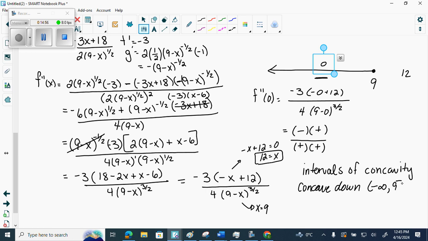Is there a point of inflection? No, why? The critical number was what? Outside the domain. So do you see why I tell you the very first step of doing any of these questions is to check your domain? Because just because you get a critical number in the second derivative doesn't mean it exists. Right? In that restricted domain. Make sense?